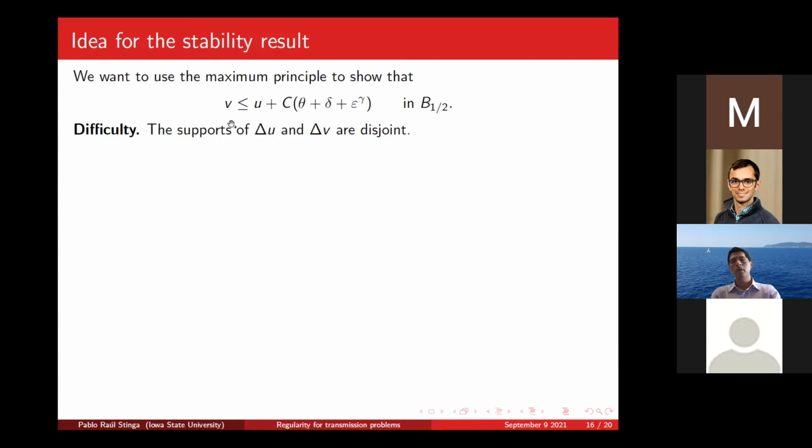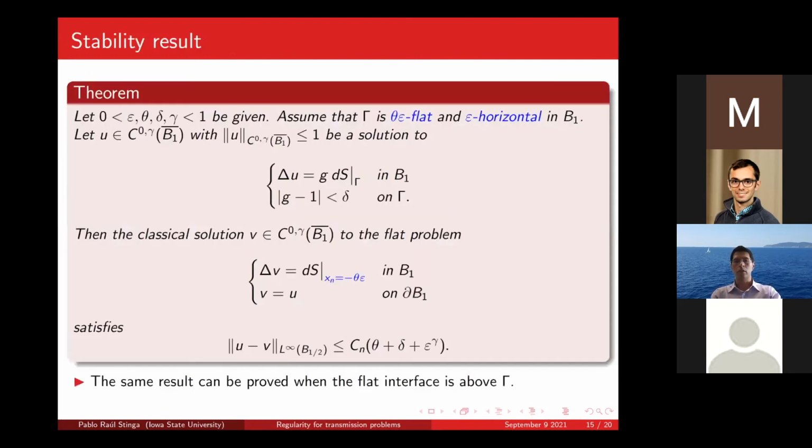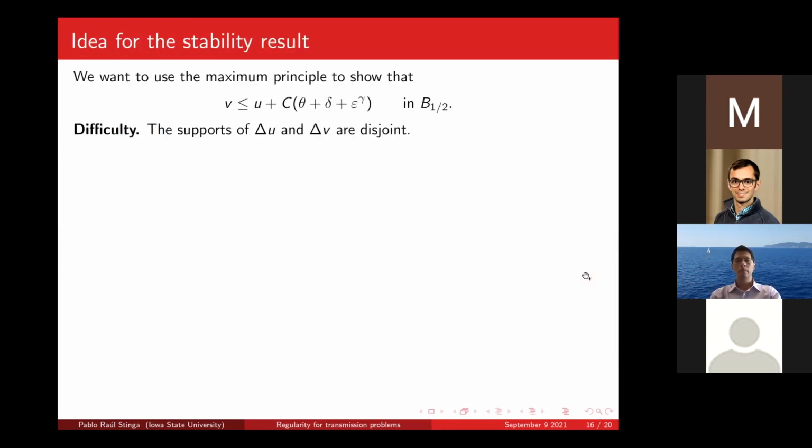So for the maximum principle, I have to check the Laplacian of U and the Laplacian of V and see whether they are one bigger than the other, right? But here the problem is the Laplacians are disjoint. So the Laplacian of U lives on gamma, and the Laplacian of V lives on this flat interface minus theta epsilon. So when the Laplacian of U has some mass, the Laplacian of V is 0. And when the Laplacian of V has some mass, the Laplacian of U is 0. So there is a problem that the Laplacians cannot be readily compared, right?